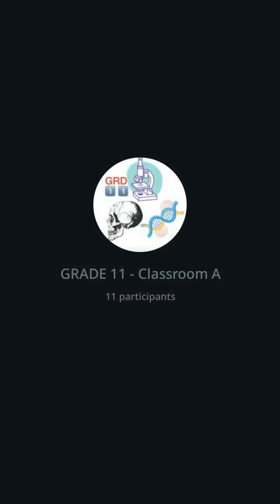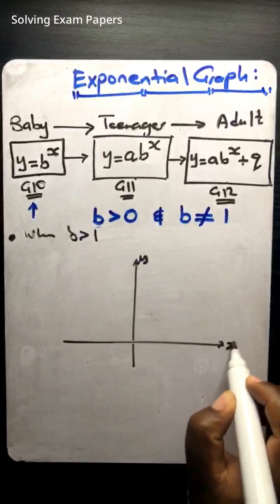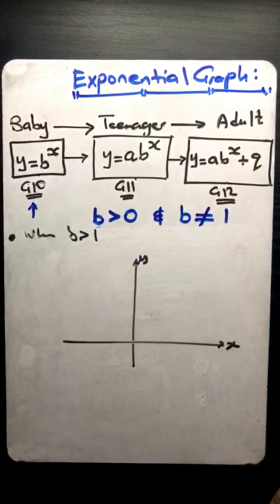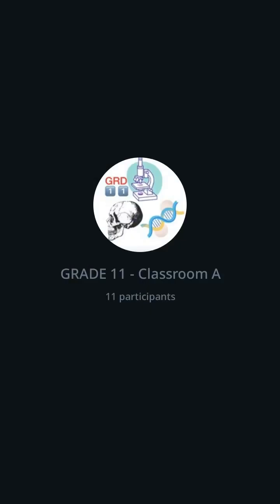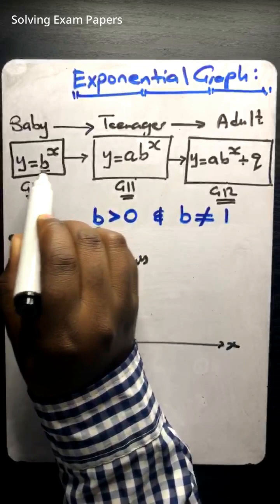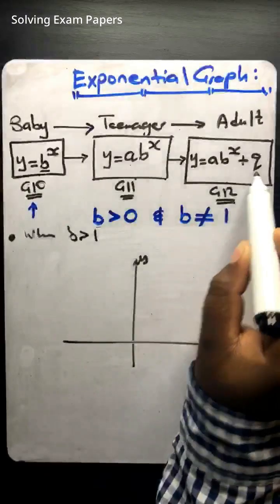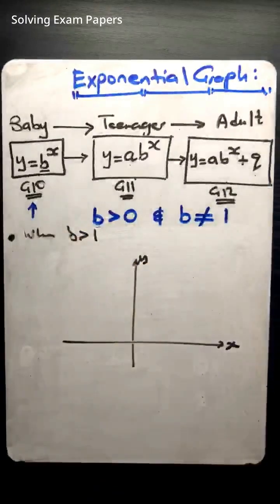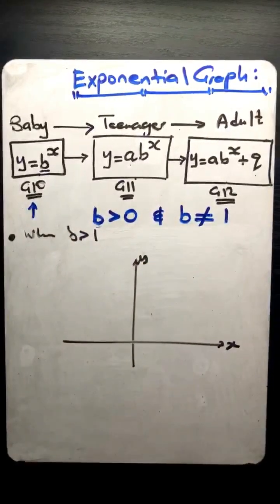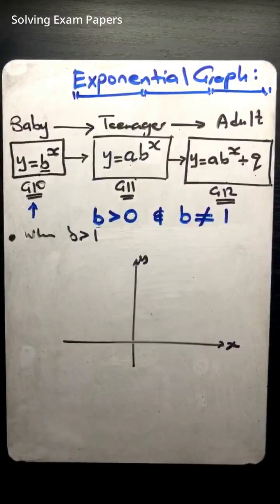Obviously, we sketch a function on a Cartesian plane having the y and the x axis. So how does an increasing function look like? Remember, guys, I'm only talking about that B value. I'm not yet talking about the A value and the Q value. Make sure that before I move on to the A value, you fully understand all that you need to understand under that B value.